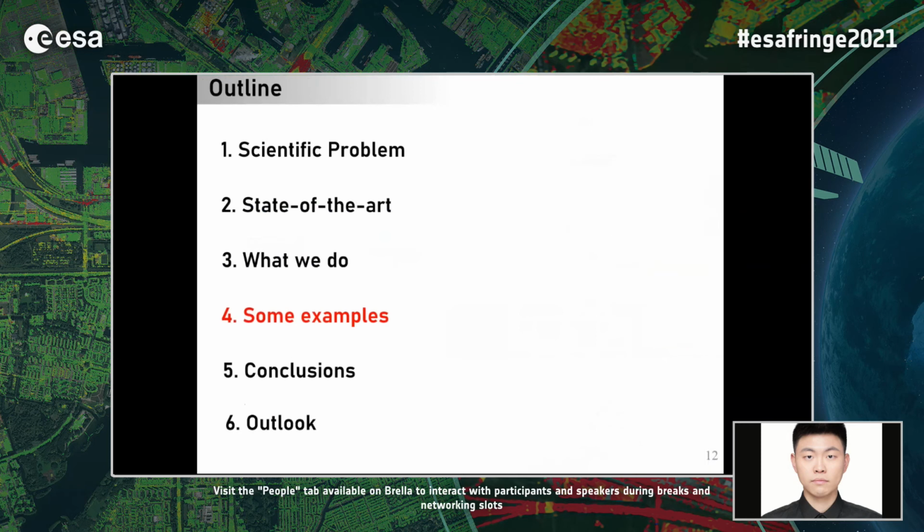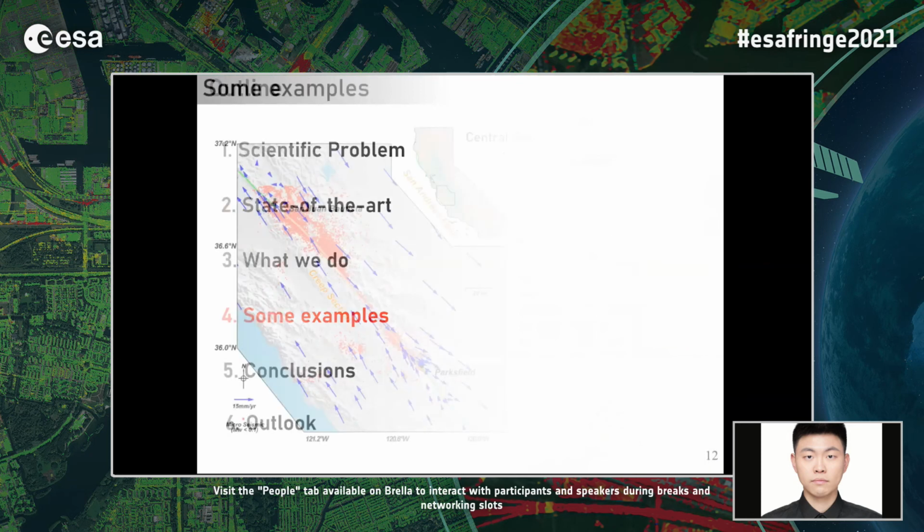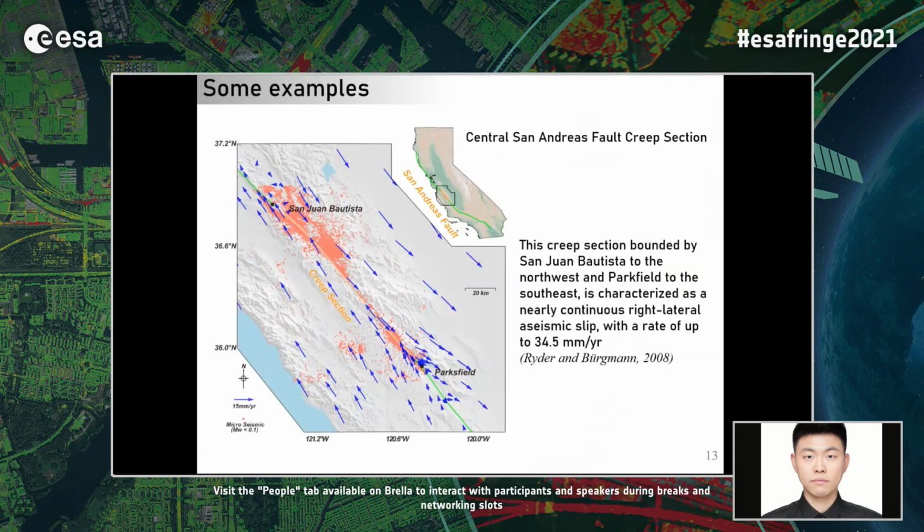Let's introduce some examples. We choose the central San Andreas fault creep section as the example. This creep section, bounded by San Juan Bautista to the northwest and Parkfield to the southeast, is characterized by nearly continuous right lateral seismic slip with a rate of up to 34.5 millimeters per year. Next slide.